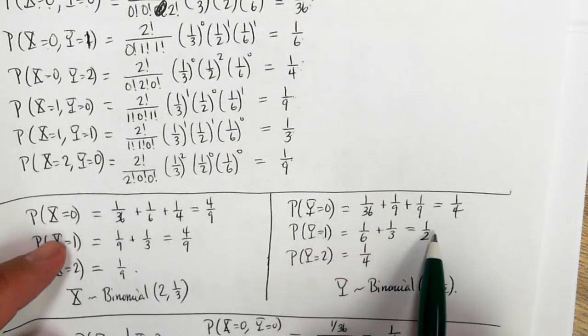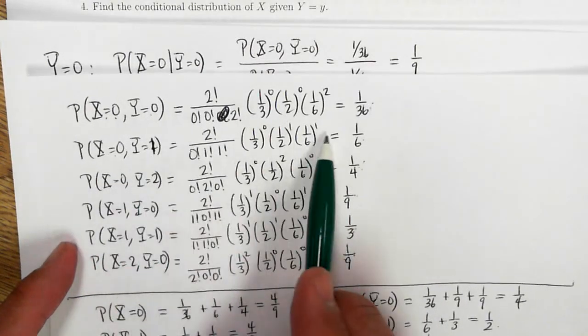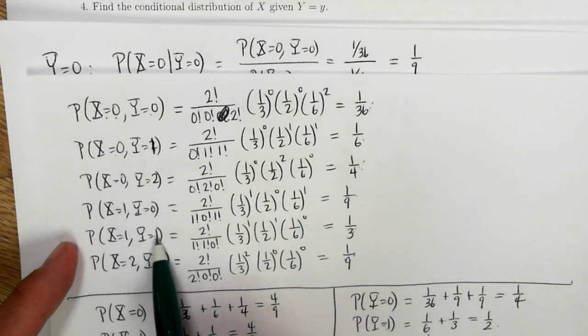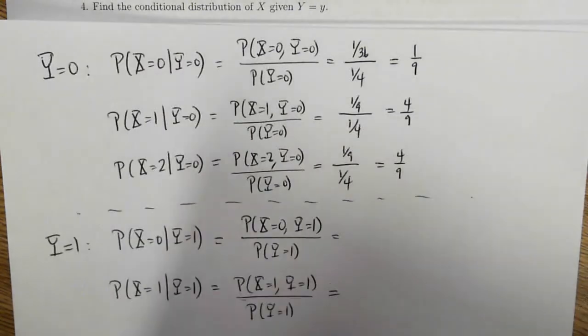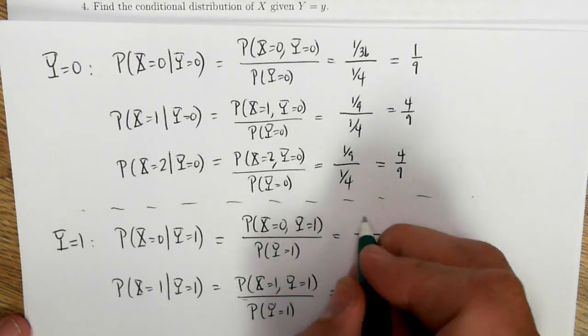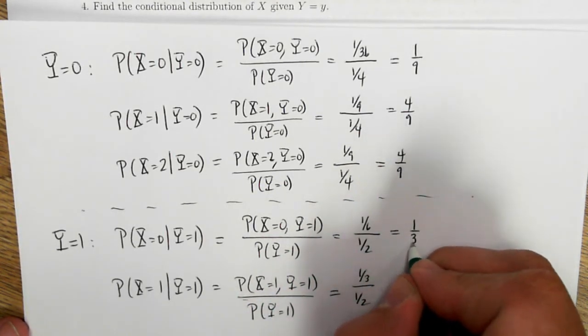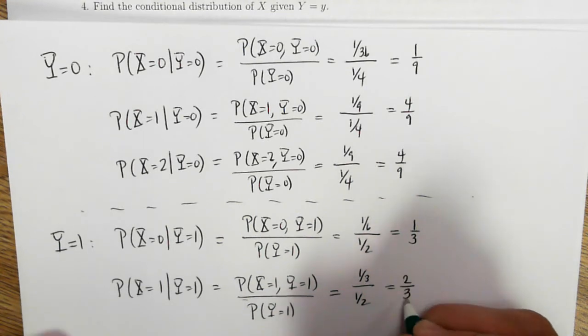Okay, now let's flip back to what we did earlier. The chance that y equals 1 is a half. The chance that x equals 0 and y equals 1 is a sixth. The chance that x equals 1 and y equals 1 is a third. All of these are over a half. The numerator for this one is a sixth. The numerator for this one is a third. So this works out to be 1/3. This works out to be 2/3.